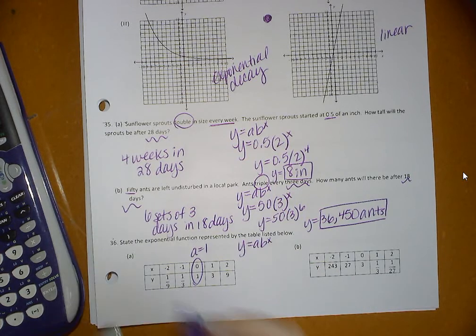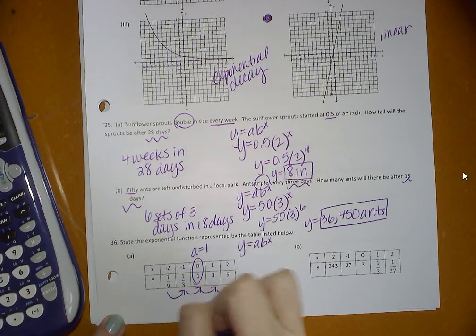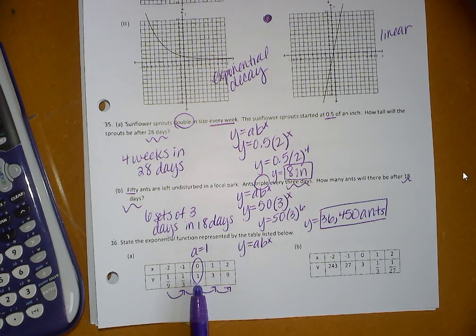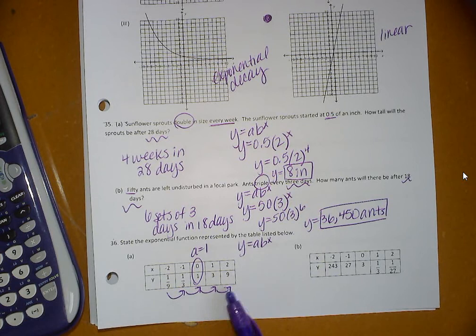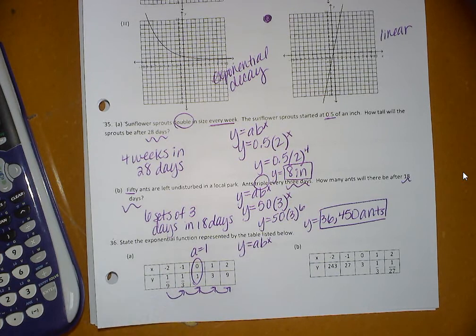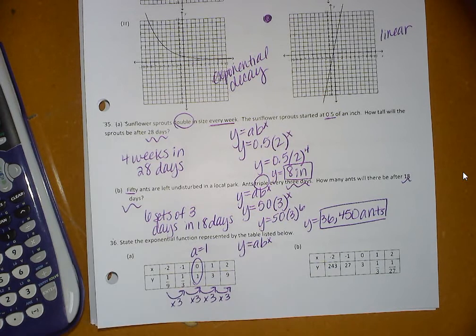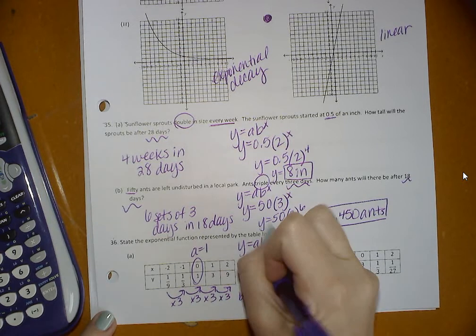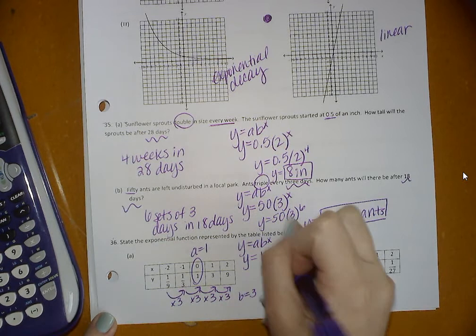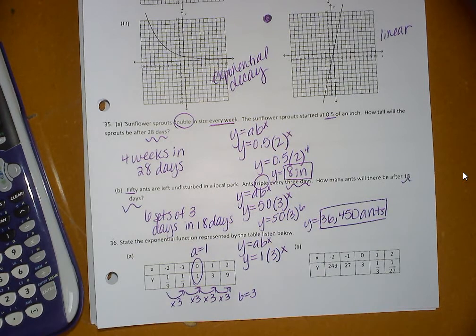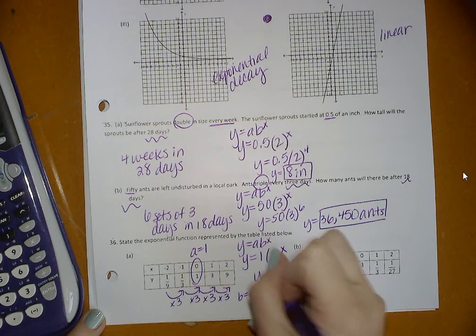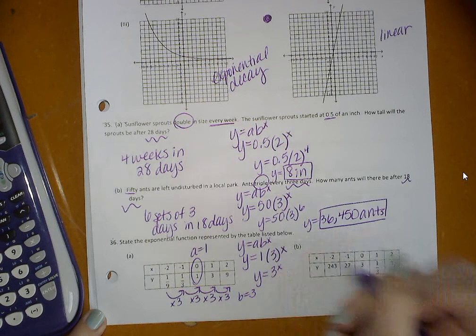To help find the b value, you want to determine what you are multiplying by to get from one y value to the next y value as you move across the table from left to right. You can also figure out what you are dividing by as you move backwards in the table from right to left, whichever works for you. So I know that I'm multiplying by 3 to get to each of these. So that means that b is 3. So if you plug that into this formula here, you're going to have y equals 1 times 3 to the x. However, we know we don't have to write the 1 as the coefficient there for a, so we're just going to write y equals 3 to the x power.